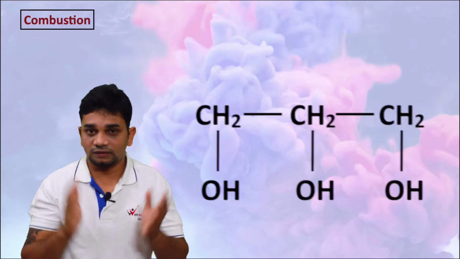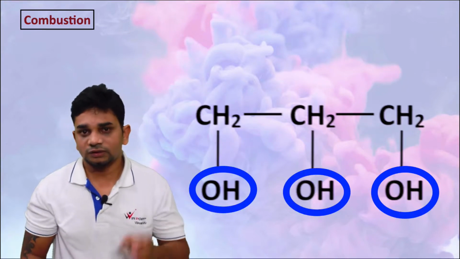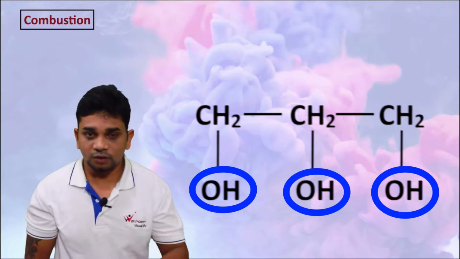So in the previous experiment, glycerin is a combustible substance. It is in the family of alcohol. This is the formula of glycerin, and you can see that there are three alcohol groups here. So this is a combustible substance. Because of this character, it is undergoing combustion with the help of oxygen. This oxygen is provided by potassium permanganate.